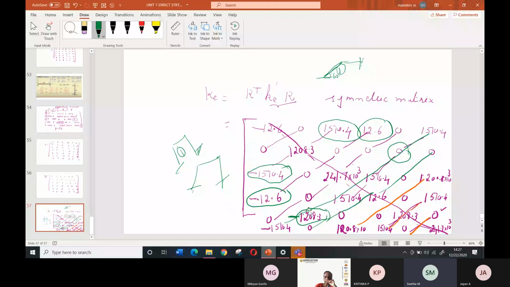Is it like that? Ma'am, the first row will be minus. First row? Minus 1510.4, minus 12.6. Minus 12.6. And then it is correct. Then this is correct, this is correct, this is correct. What about this value? Whatever I have rounded, this value and this value should be symmetric. Can you check this value and this one, what I have ticked off? If they are coming correctly, then our answer is correct.